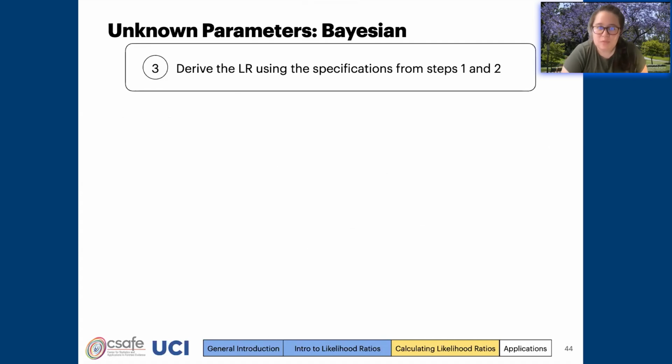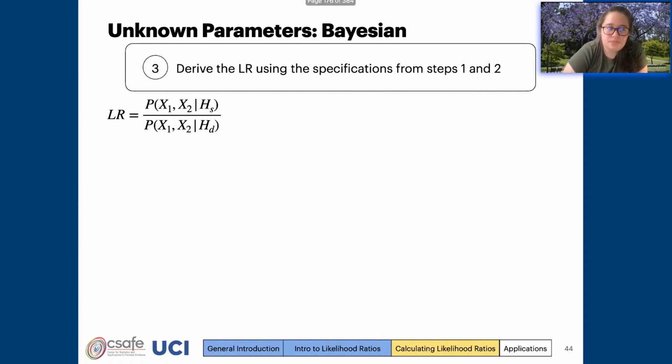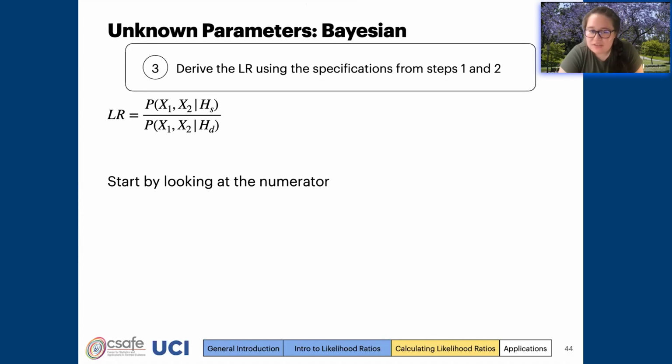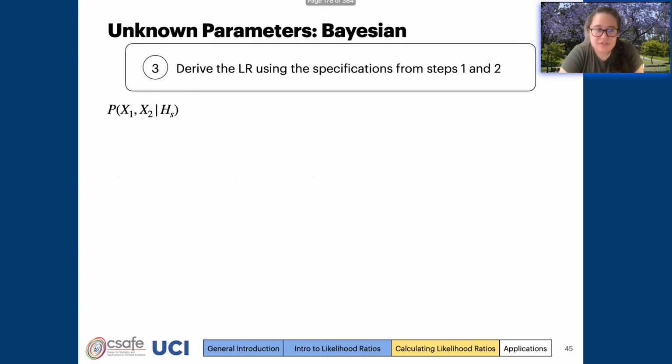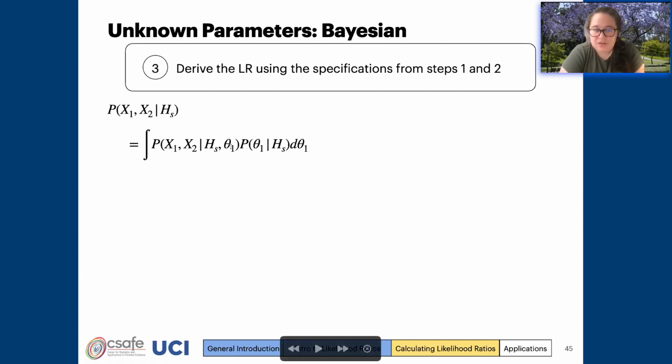So let's talk about step 3 under this strategy. Again, here's the formula for the likelihood ratio. Let's start by looking at the numerator with these specifications. What we're going to do is condition on a value for theta 1 and multiply it by our prior distribution for theta 1.